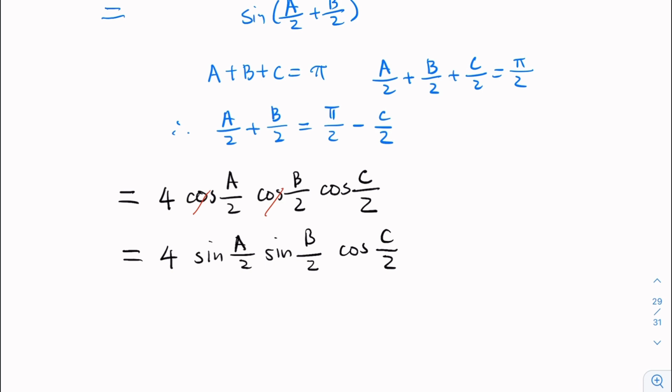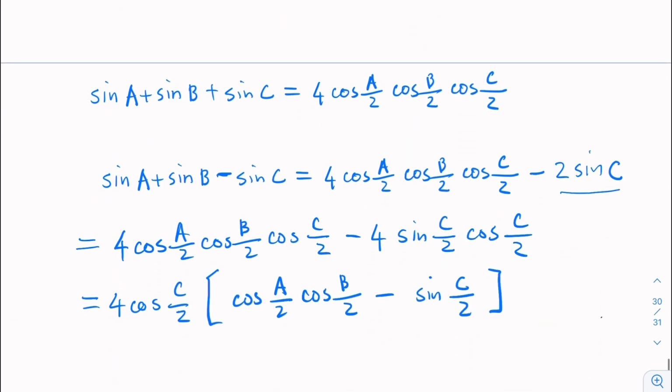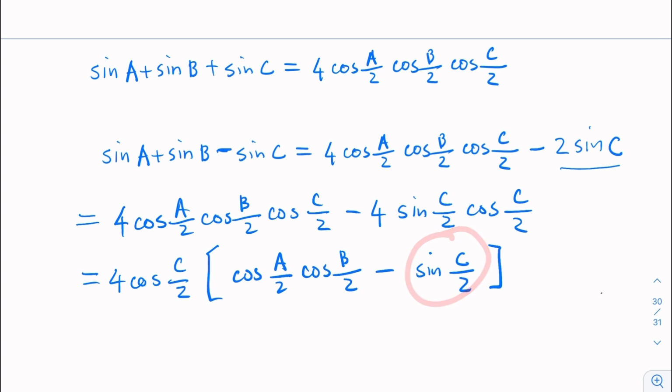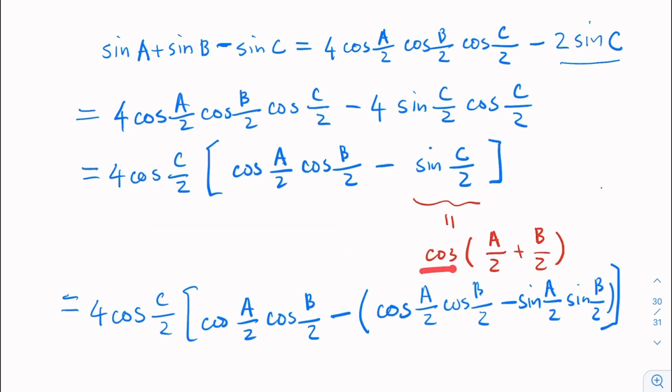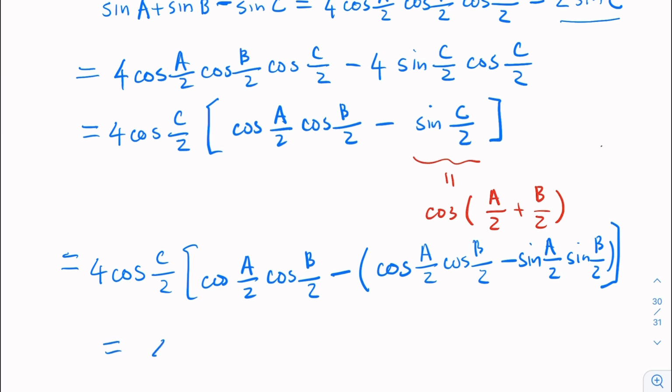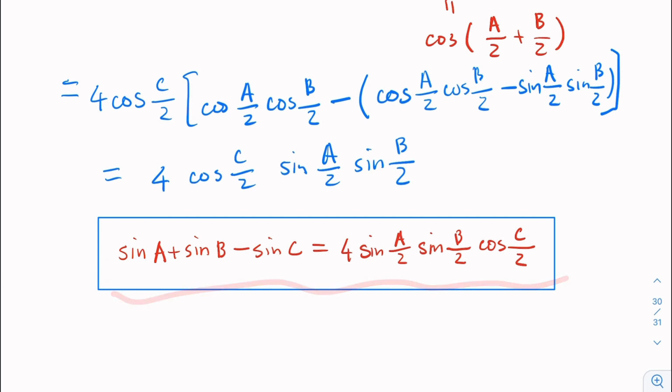Earlier, we have this relation here: half angles add up to 90 degrees. So replace this with cosine. So this part equals cosine of A plus B over 2. So we use the cosine formula here: cosine cosine minus sine sine. And this would cancel, left with minus, and minus times minus becomes positive. So finally, we have the desired form. That's equal to 4 cosine C over 2, sine A over 2, and sine B over 2. So that's the equation here.